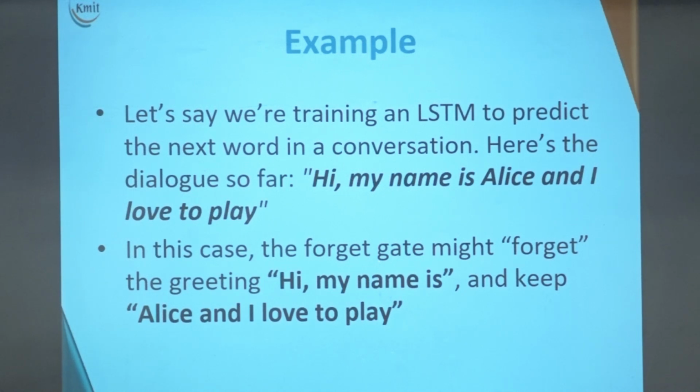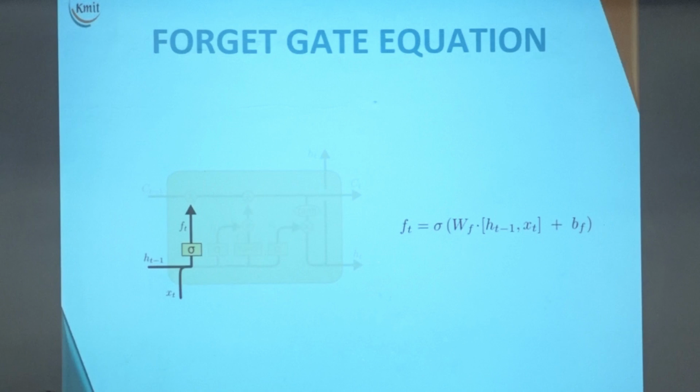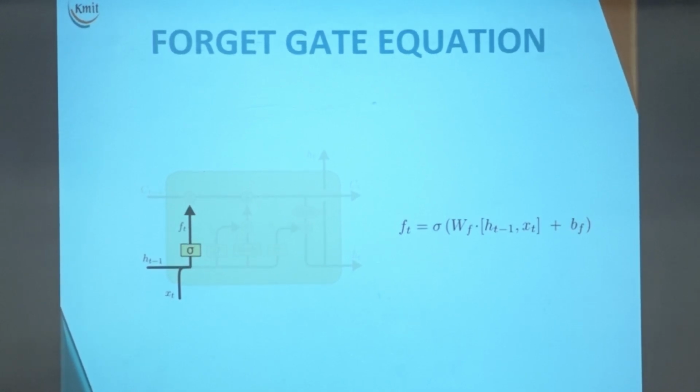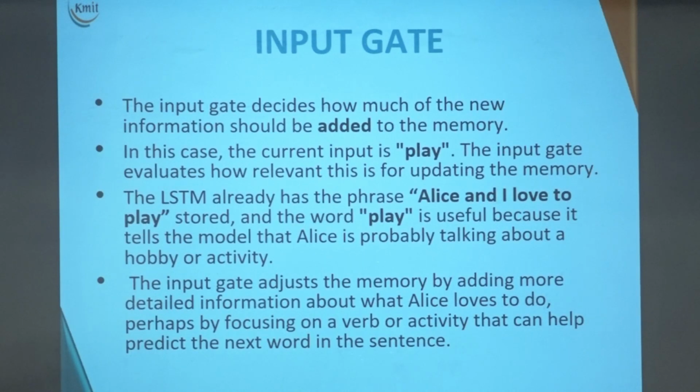So the forget gate equation is this, wherein you are applying a sigmoid function to the previous state and the current input. If ft is 0, you are forgetting this information. If ft is 1, then you are retaining this particular information. Clear enough? Next gate, very crucial, the input gate.